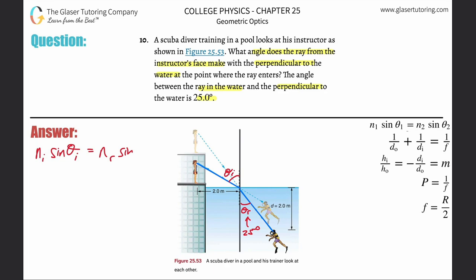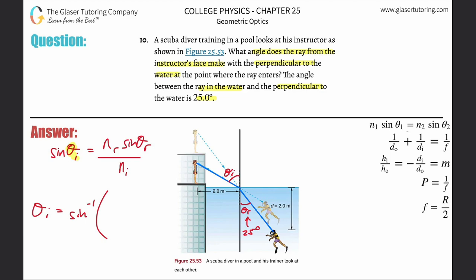So we are after solving for the angle of incidence, that's what they're asking us. So divide by the index of refraction of the incident ray, and then do the inverse sine of both sides, so you can simply solve this. The incident angle is going to equal sine minus 1 of this whole thing.